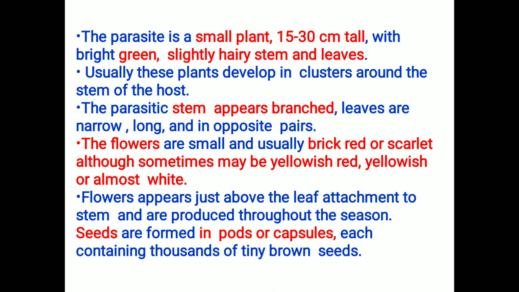Then flowers are small, usually brick red or scarlet, as we already discussed. The flowers appear just above the leaf attachment to the stem and are produced throughout the season. The most important thing is they produce seeds which are very tiny and black in color, just like black soil particles. So it is very difficult to identify which is soil and which is the seed of Striga or Orobanche also.